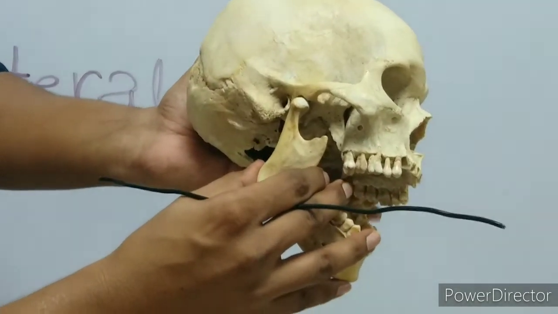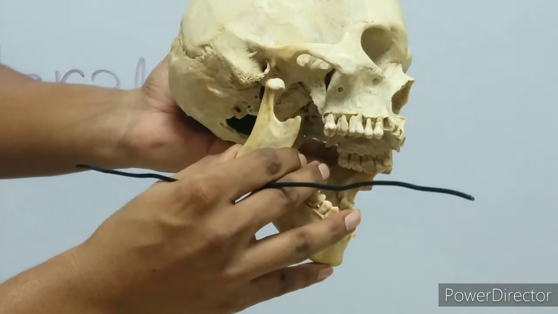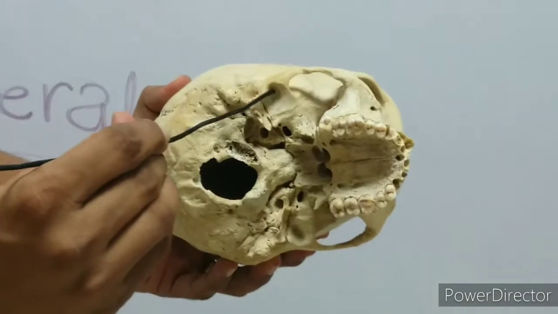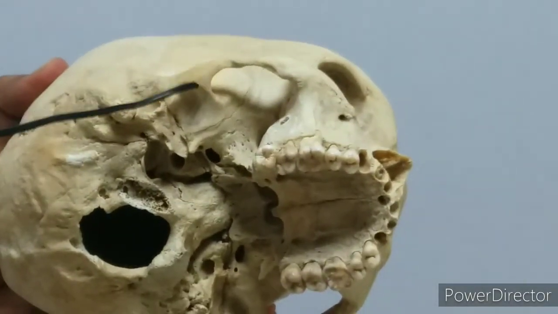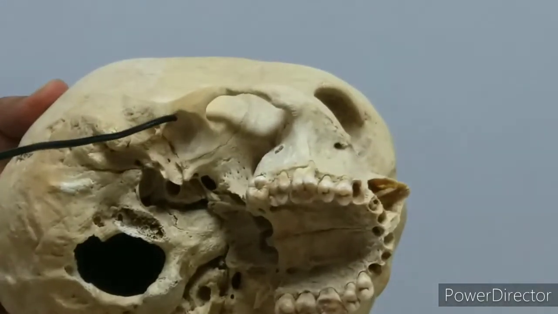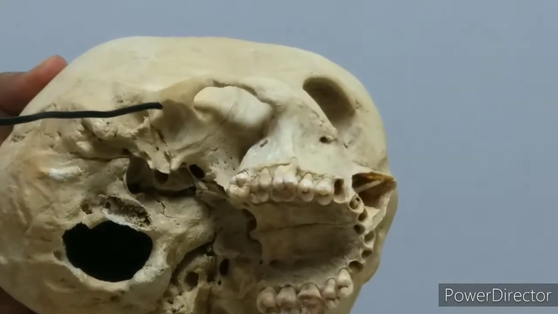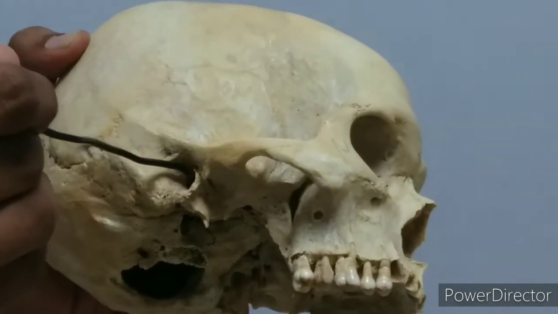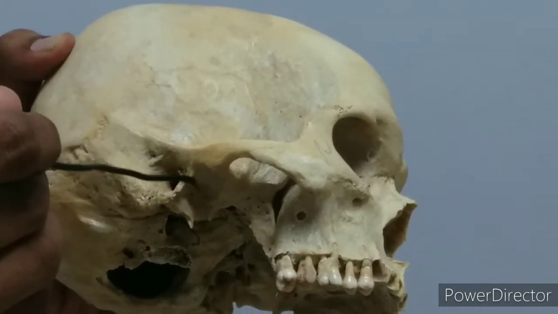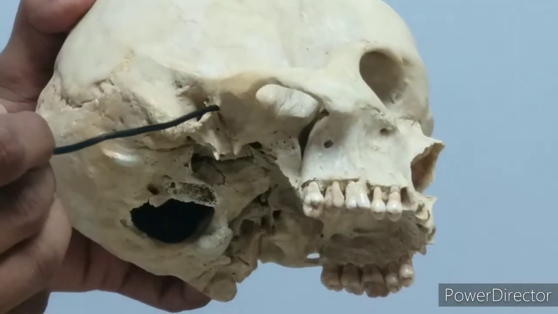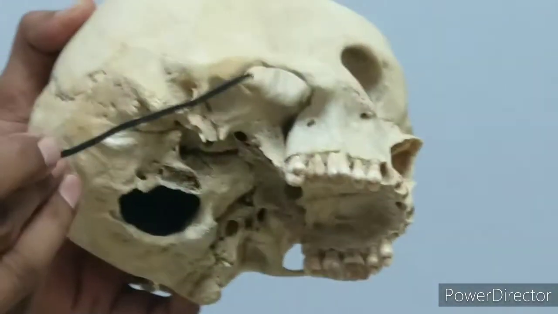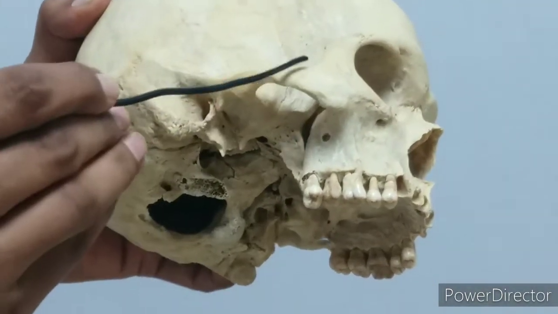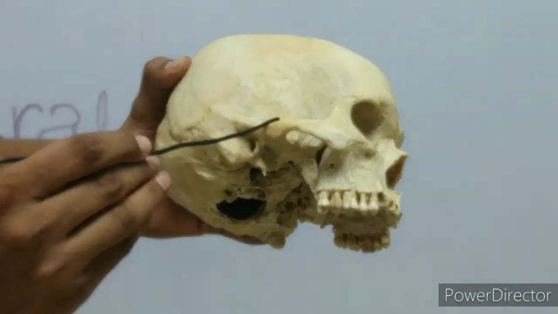After that I am removing the mandible from the mandibular fossa. So here this is the mandibular fossa. This is the articular tubercle, and the posterior part, in front of the external acoustic meatus, is called the postglenoid tubercle. So this is all about the zygomatic arch.